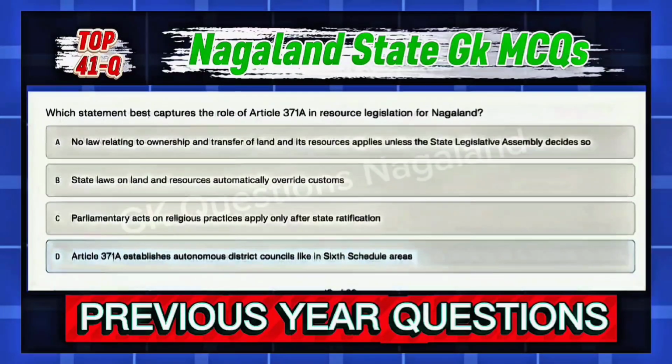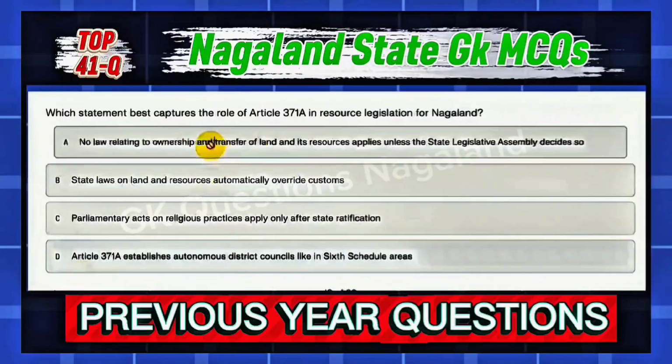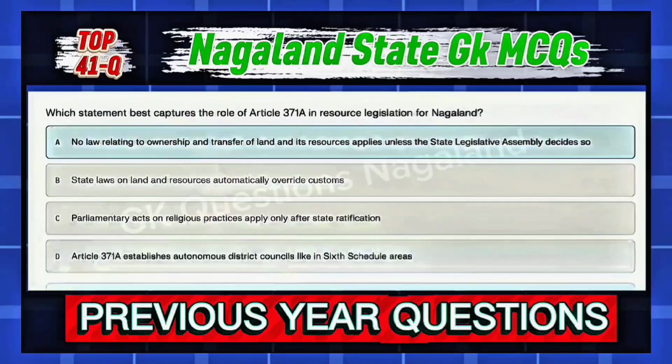Question 34. Which statement best captures the role of Article 371A in resource legislation for Nagaland? Options: A. No law relating to ownership and transfer of land and its resources applies unless the state legislative assembly decides so. B. State laws on land and resources automatically override customs. C. Parliamentary acts on religious practices apply only after state ratification. D. Article 371A establishes autonomous district councils like in Sixth Schedule areas. The correct answer is A. No law relating to ownership and transfer of land and its resources applies unless the state legislative assembly decides so.